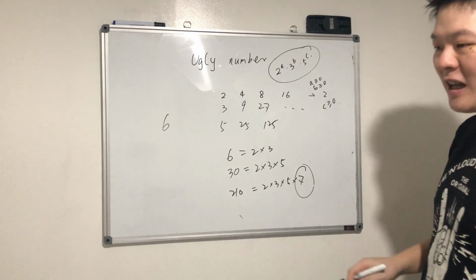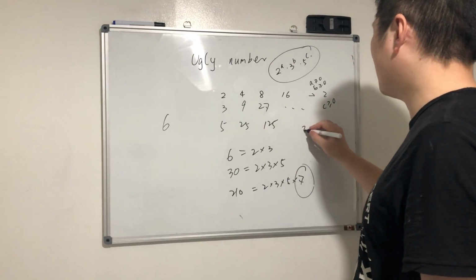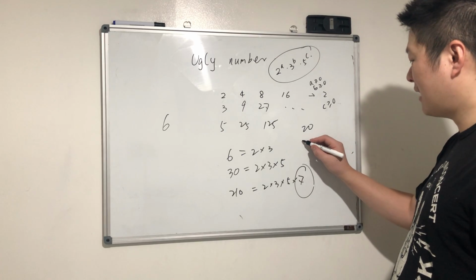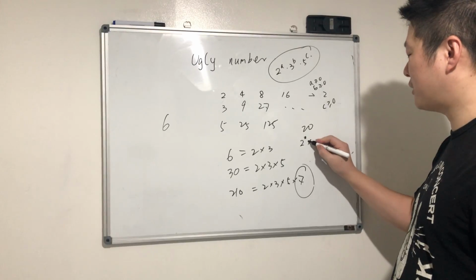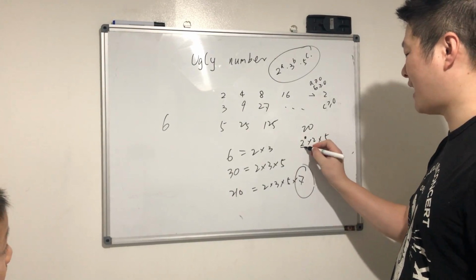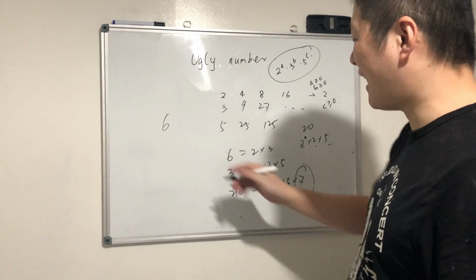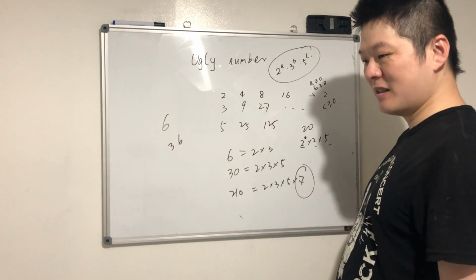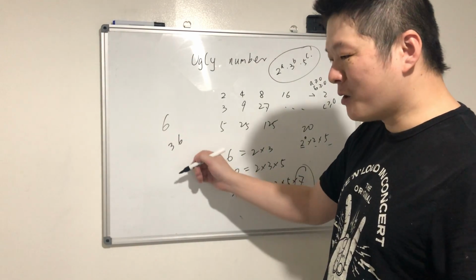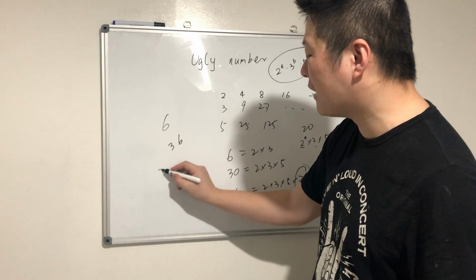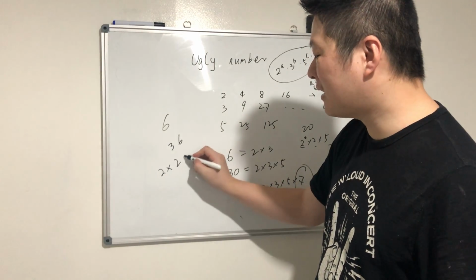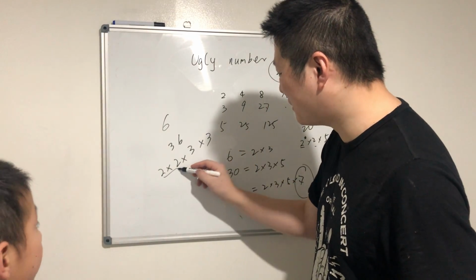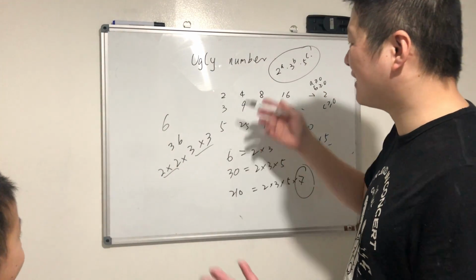For example, like 20, is that an ugly number? It's 2 times 2 times 5, 2 to the power of 2 times 5. Yes, because it only has 2 and 5. Okay, let's see. Is 36 an ugly number? Look, we can try with the smallest, 2. 2 times 2 times 3 times 3, yeah? It has only 2 and 3, right? So it's ugly. Okay, let's see another one.